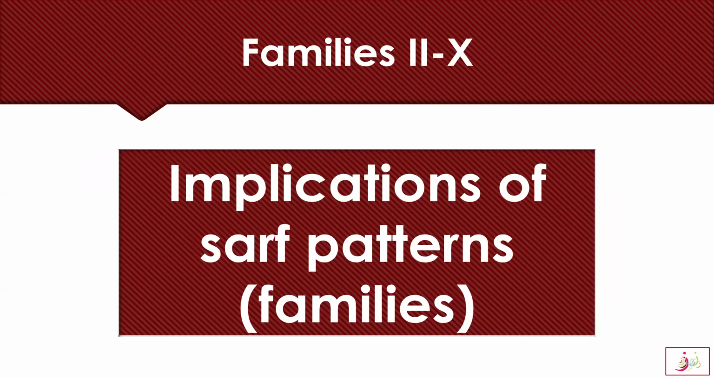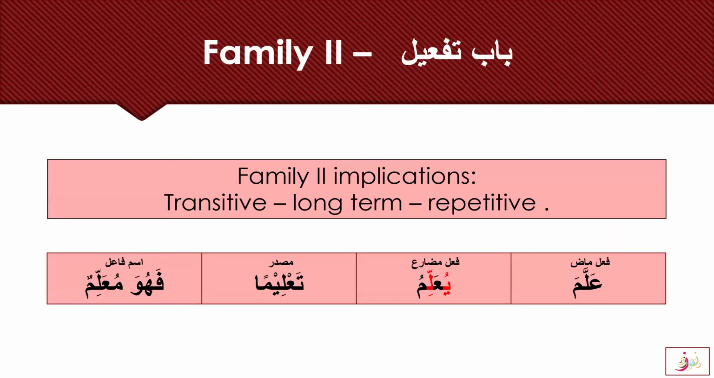Now let's have a review of the implications of the surf patterns. We have already done it. Just review them. Let's see what Bab Tafil says about the implications: it is transitive, mutaaddi, long term, and repetitive. You know that we have learned about it. Allama yu'allimu ta'liman fahuwa mu'allamun. And you know that allama is a process. You can say that it is a process and it takes time. It is long term, it is repetitive, and it is transitive. And we have also seen the examples in our previous sessions. So, family 2, Bab Tafil, is a process that takes time.